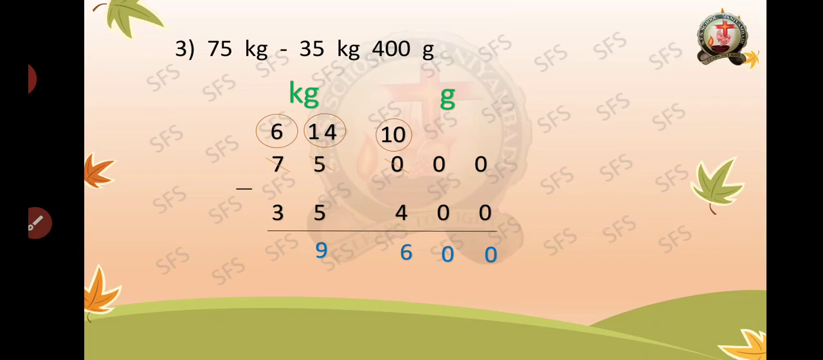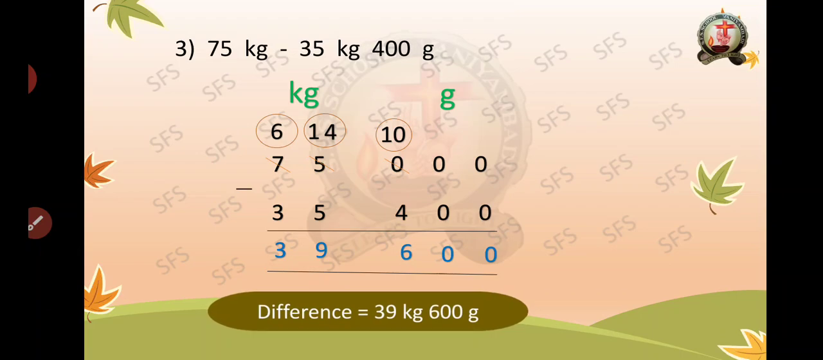Then 6 minus 3. 6 minus 3 is 3. Good. So we have come to the final step. At last you have to finalize the answer. So the difference is equal to 39 kg 600 g. Okay children. Now let us move on to the word problems.